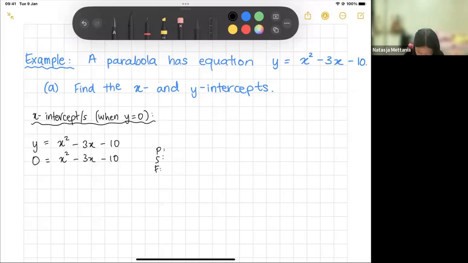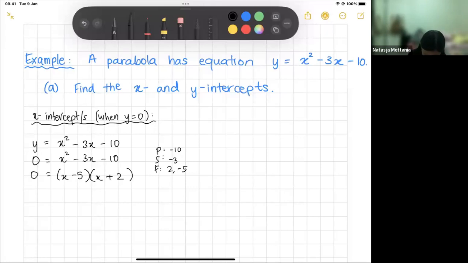Our product is negative 10. Our sum is negative 3. So let's figure this out. We're going to have negative 2, 5. It'll be positive 2 and negative 5. Okay, that's my factors. I'm going to write down 0 equals x minus 5 and x plus 2.